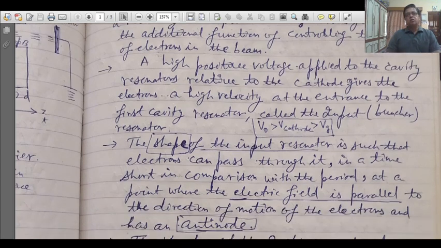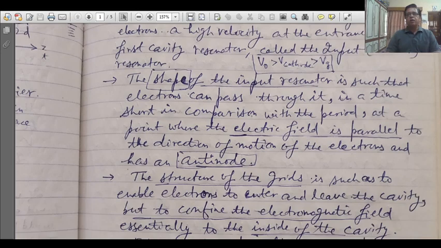A high positive voltage is applied to the cavity resonators relative to the cathode, which gives the electrons a high velocity. High velocity is attained by the electrons at the entrance of the first cavity resonator, the buncher cavity or input cavity. Here the voltage is V0, greater than VG, greater than VC.